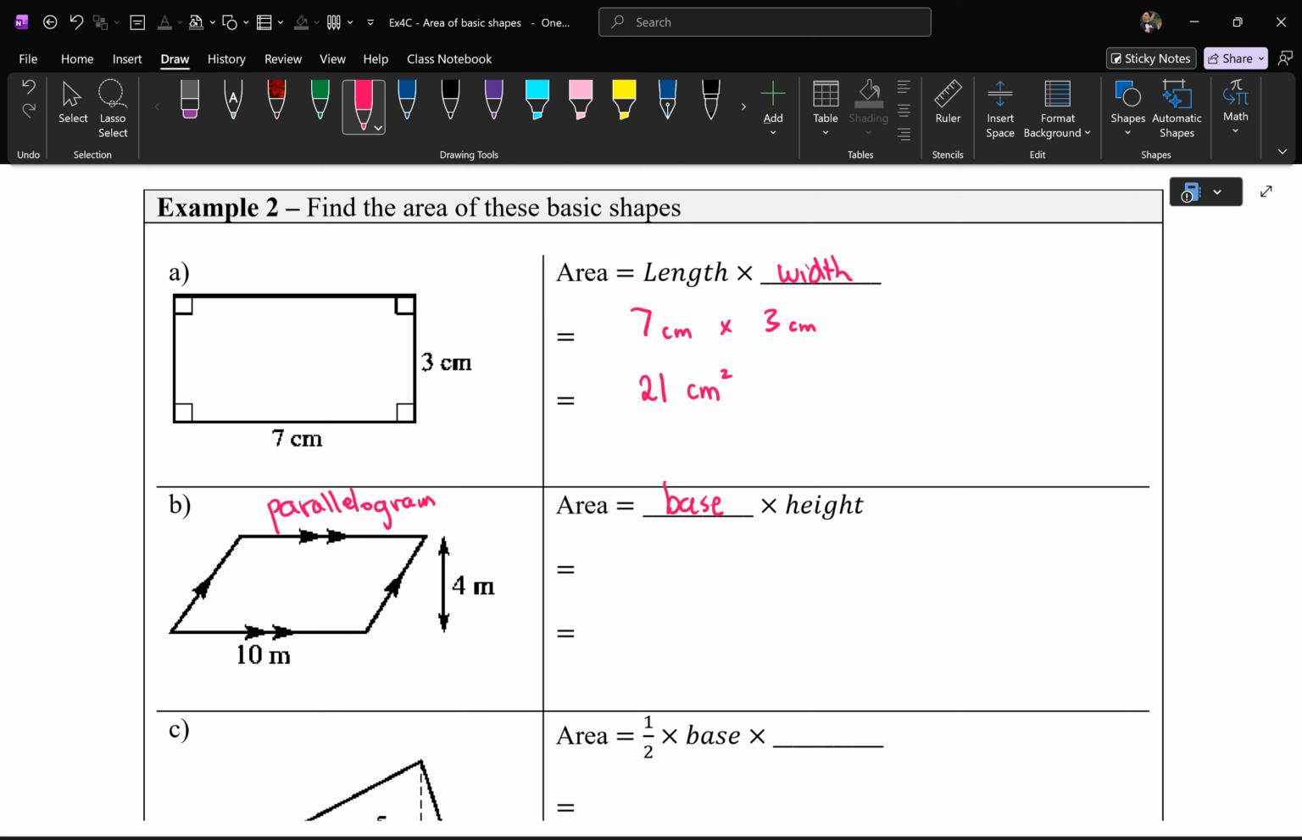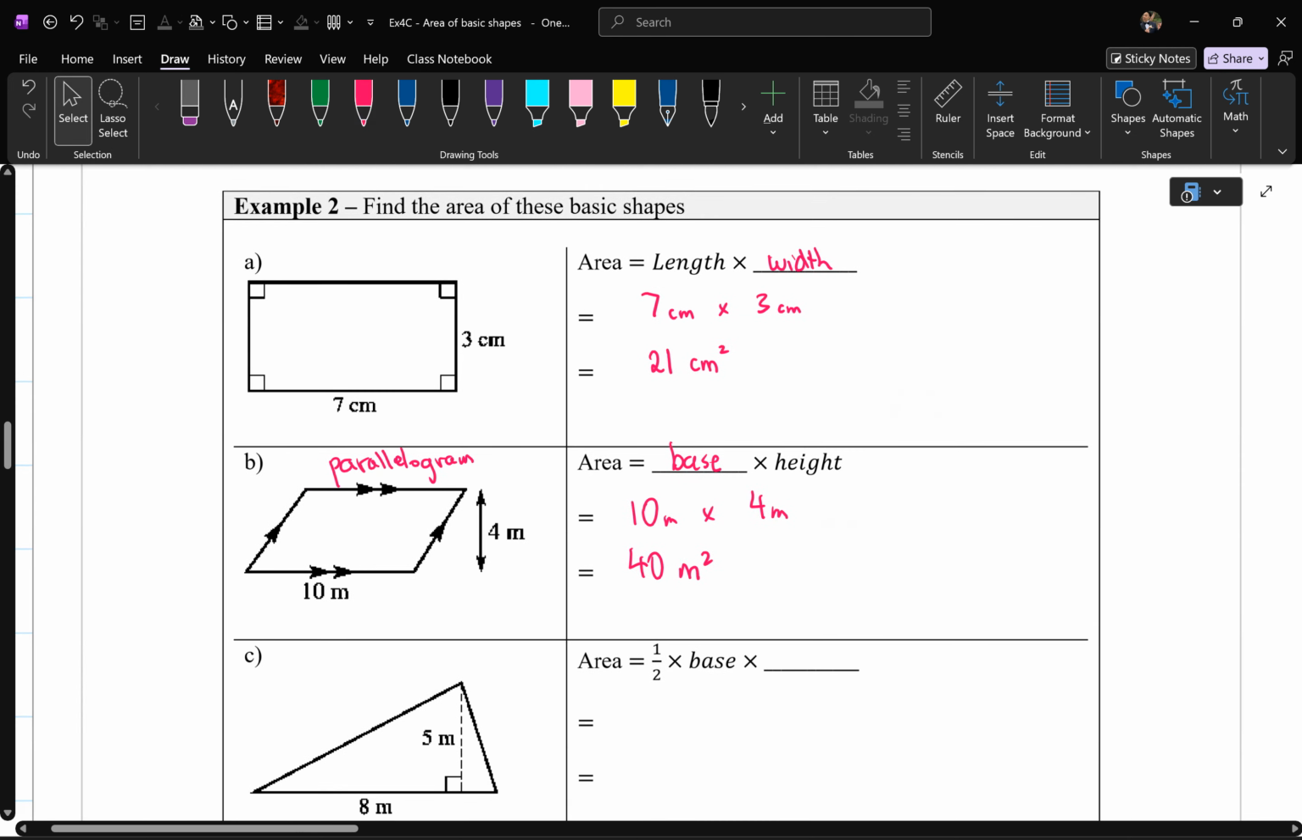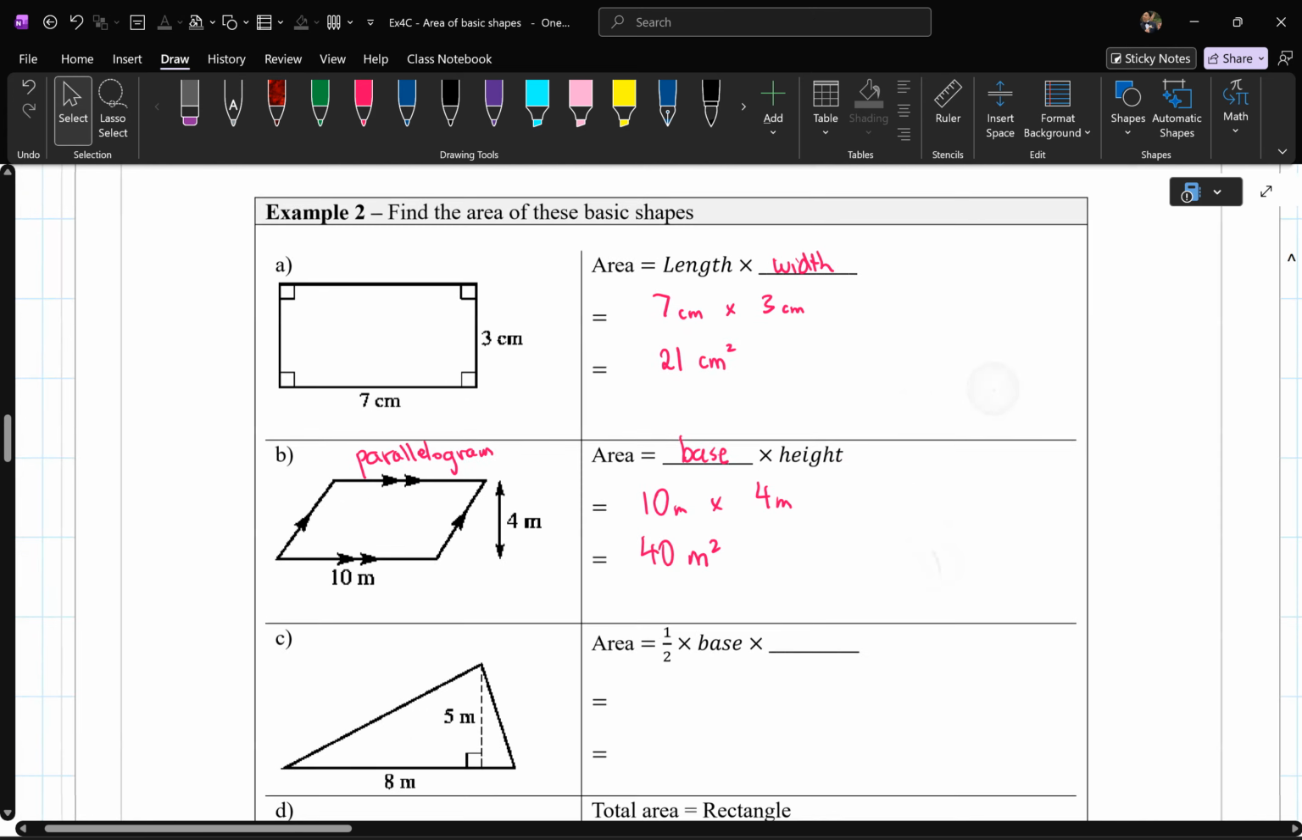Here we go. What's my base in this case? Let's go with Fitzroy. 10. Good. 10 meters times my height would then be 4 meters. And 10 times 4 is what, Hamza? 40. But we don't leave it as 40. We say what, Adele? Close. Squared meters. Very good. But at least you said squared. So 40 squared meters is the correct answer.